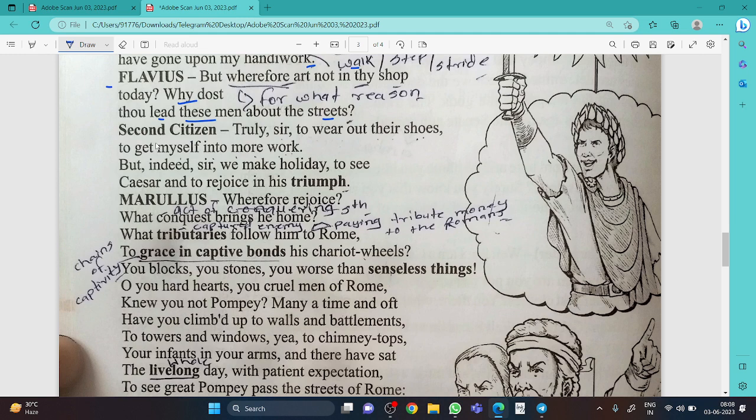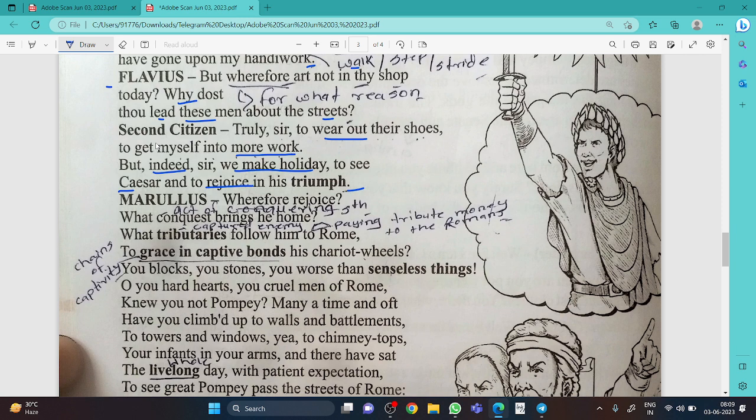The second citizen said, "Truly, sir, to wear out their shoes to get myself into more work. But indeed, sir, we make holiday to see Caesar and to rejoice in his triumph." The second citizen finally gave a correct answer. "To wear out their shoes to get myself into more work" means, as simple as that, that the second citizen is saying: indeed, sir, to wear out their shoes so that I can get more work, but really we are enjoying a holiday in order to see Caesar and take part in the festivities in honor of the great victory.